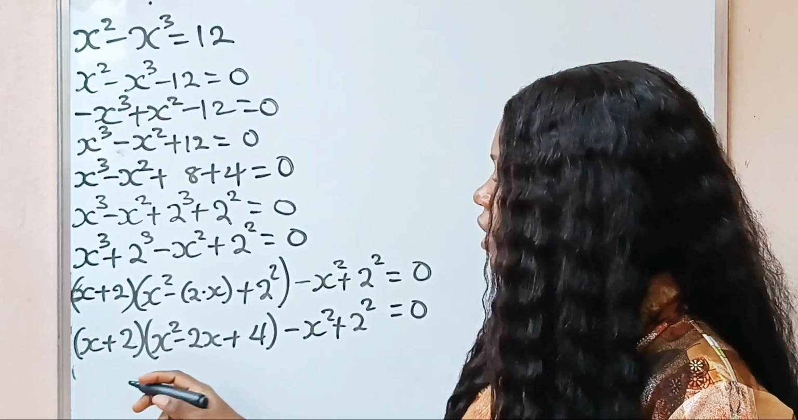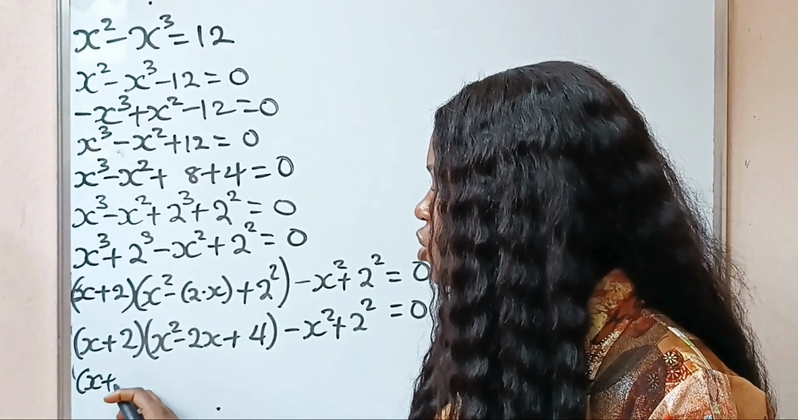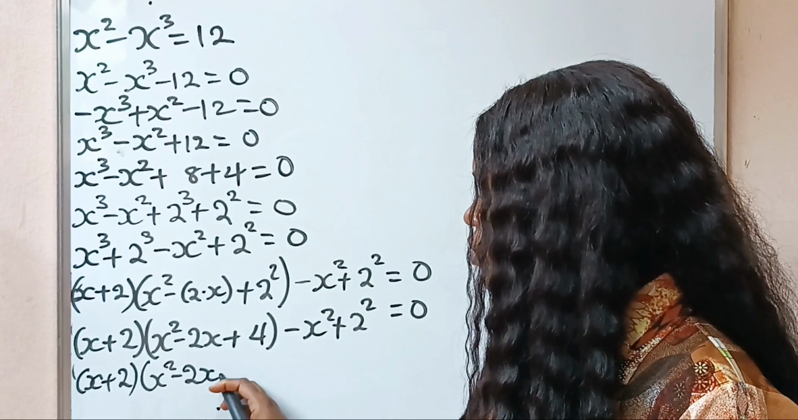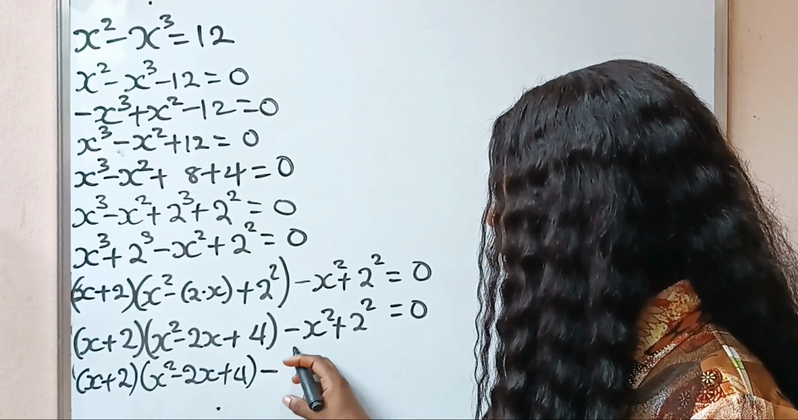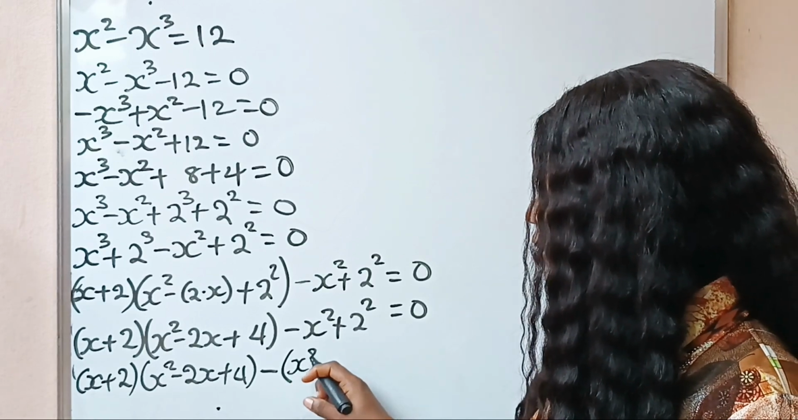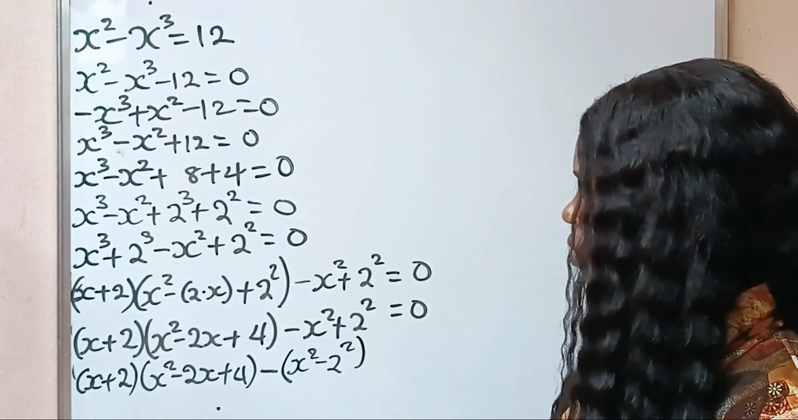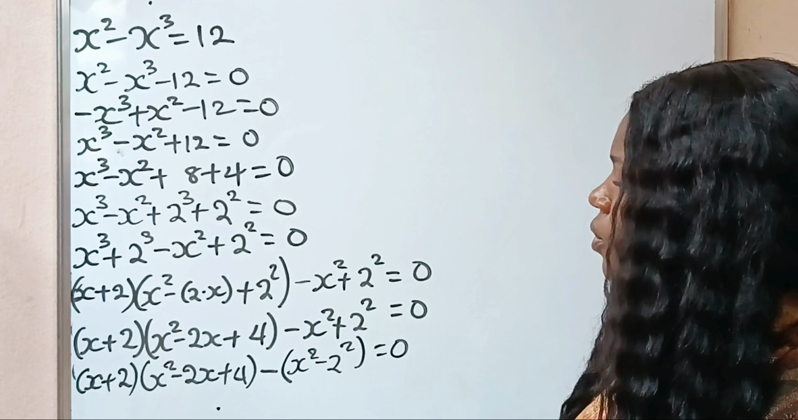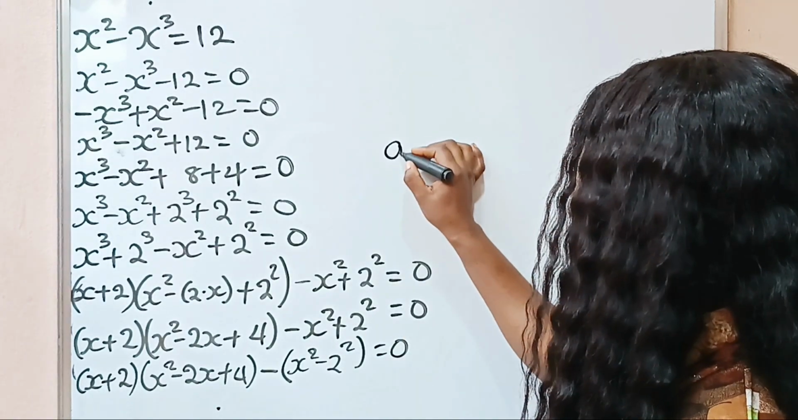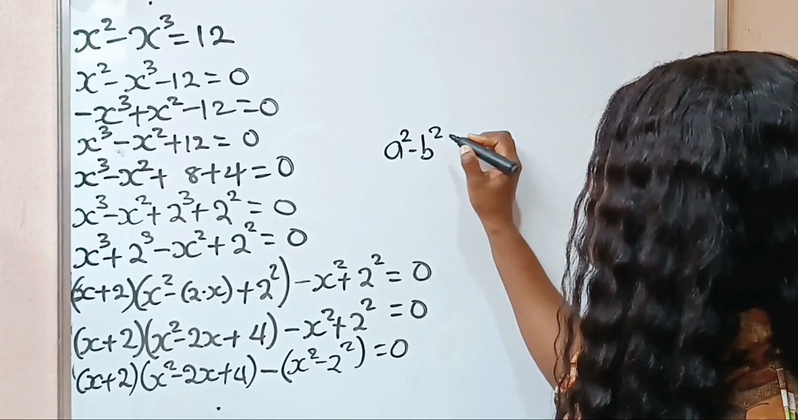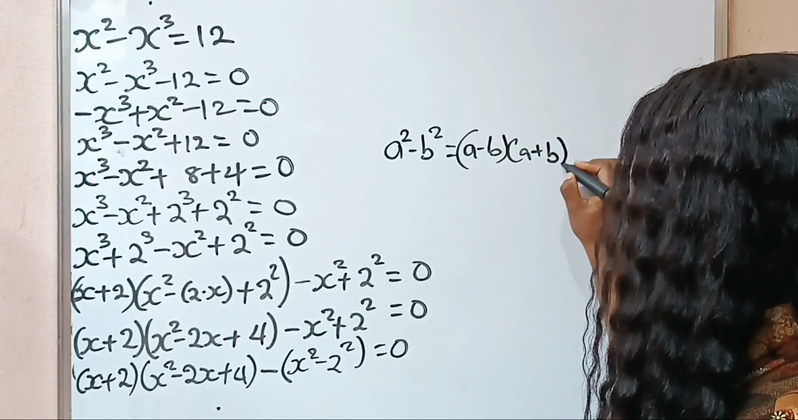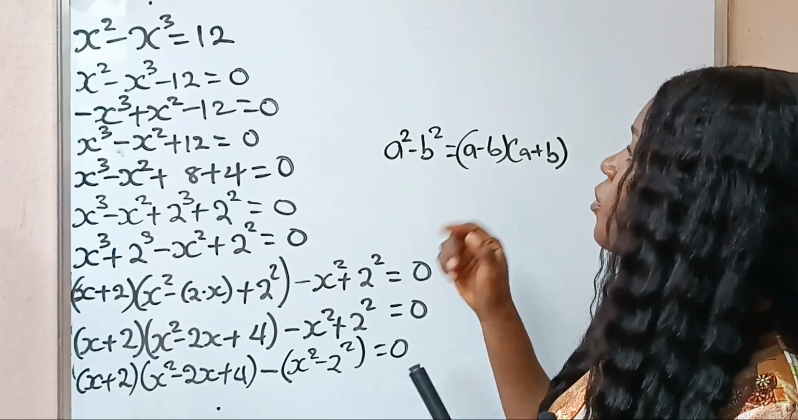So what we are going to do is, this is x plus 2 multiplied by x squared minus 2x plus 4 minus, if I put this minus in brackets, then this becomes x squared minus 2 squared as well, right? Is equal to 0. Now, this is difference of two squares. Yes, when you have a squared minus b squared, this is equal to a minus b multiplied by a plus b. So let's express this in that form.